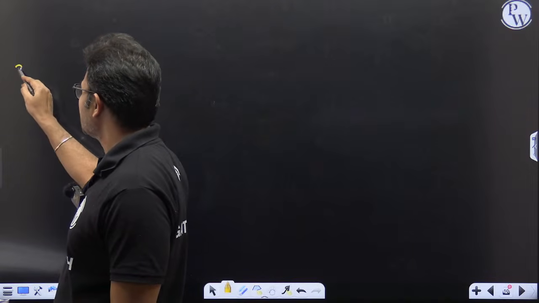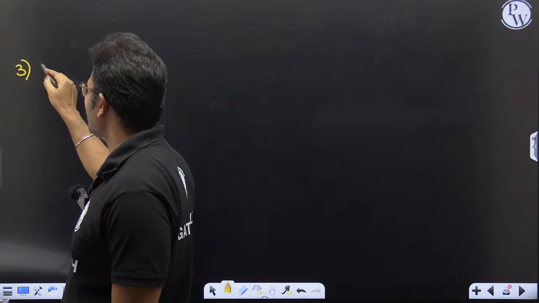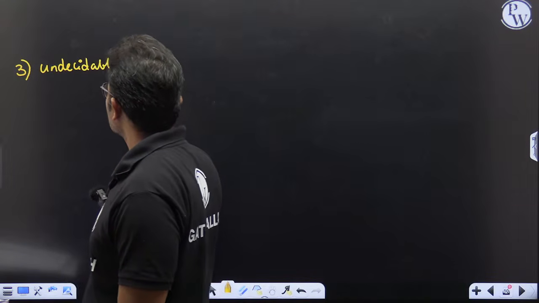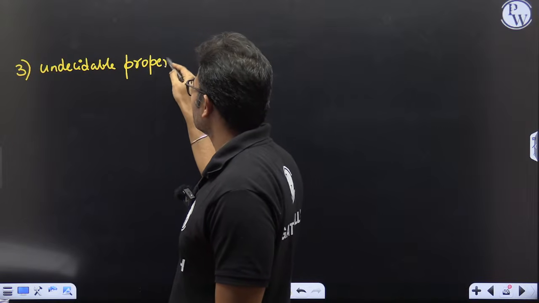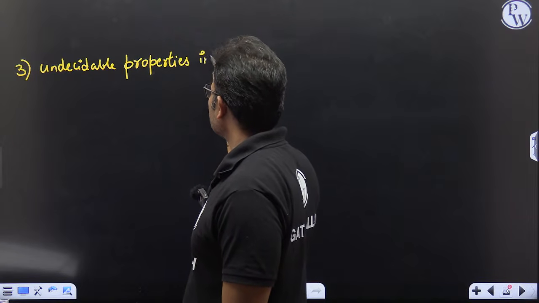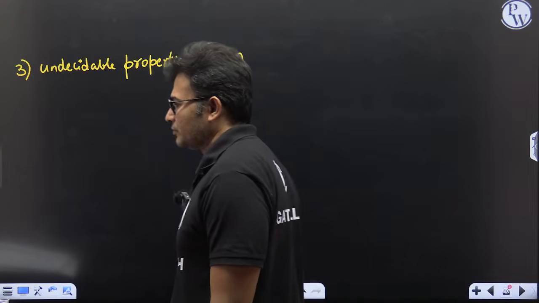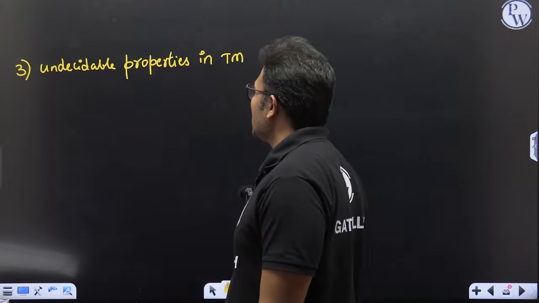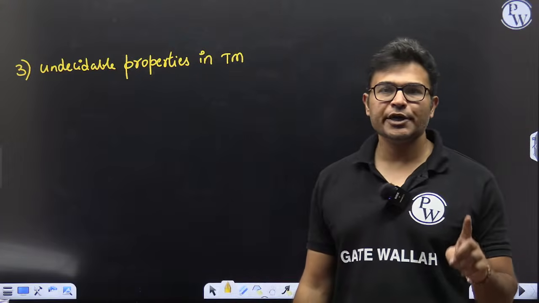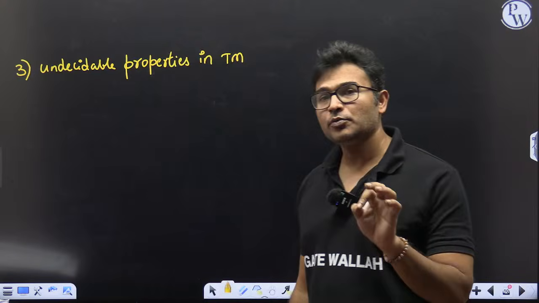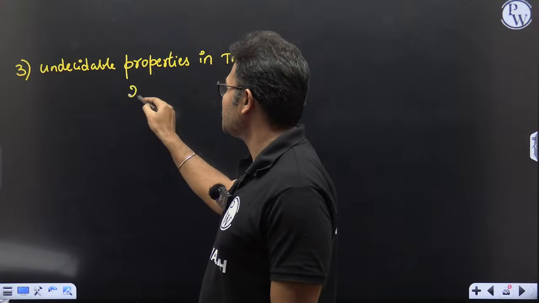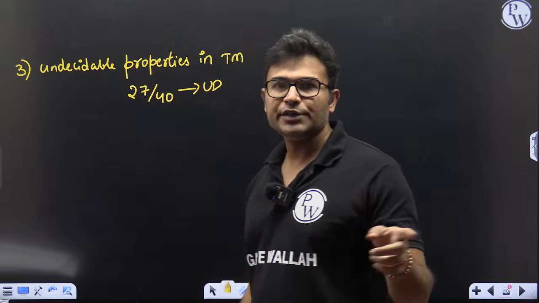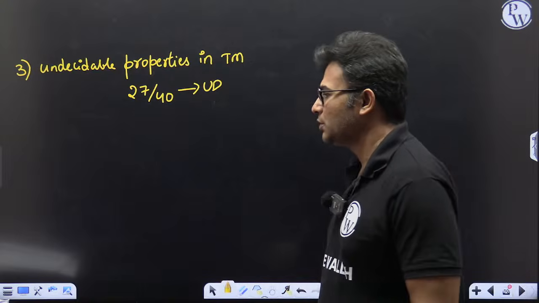And the third one is undecidable properties in Turing machines. I have already given you a table about decidability and undecidability. If you open the table and see, out of 40 problems, 27 out of 40 problems are undecidable.